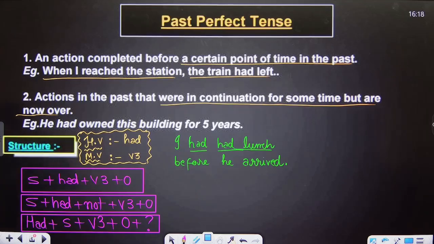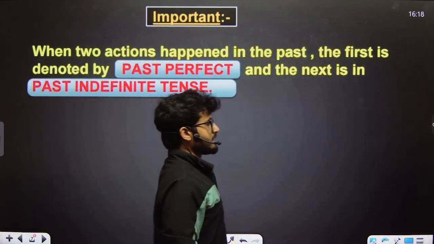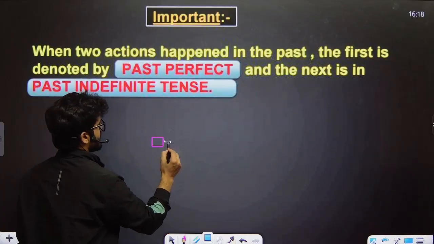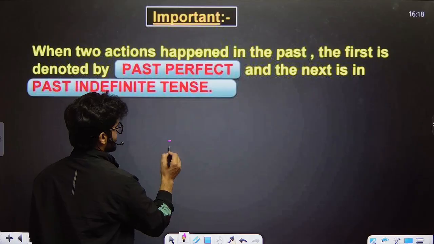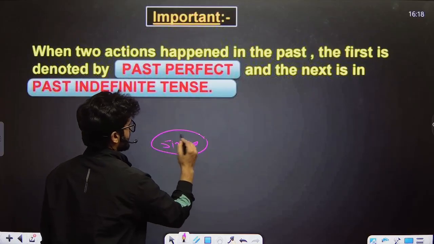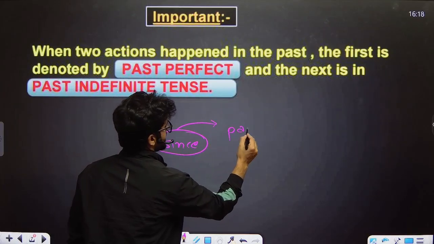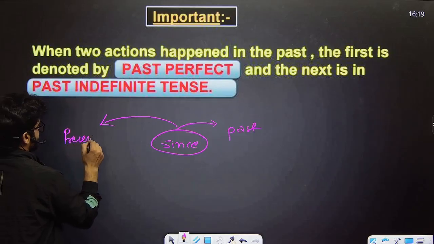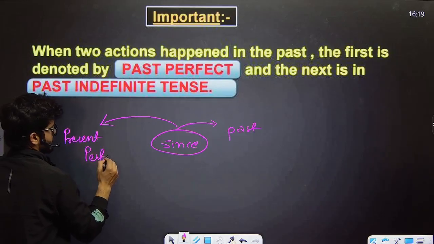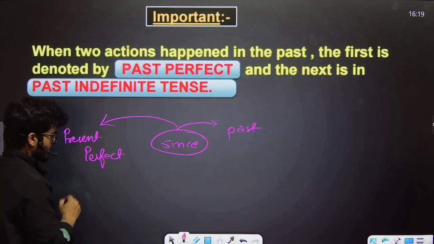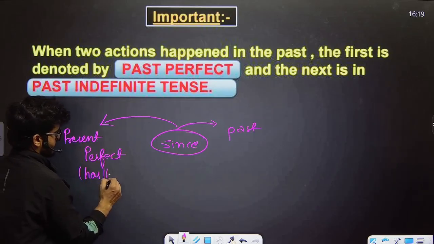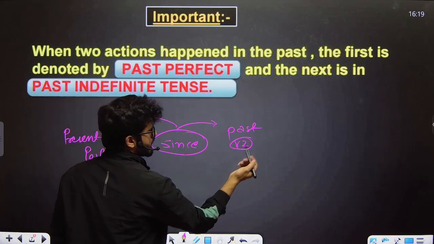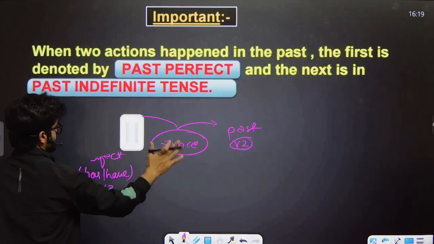Now you see, in the previous slide what we have discussed, in the very beginning which tenses were discussed, I have told you whenever you are getting the case of since, and after that it is past, so before you are going to use what? Present perfect. You are going to use present perfect case, that is has, have, verb 3. Either past cases verb 2 must be there, or whatever the past scenarios are there.